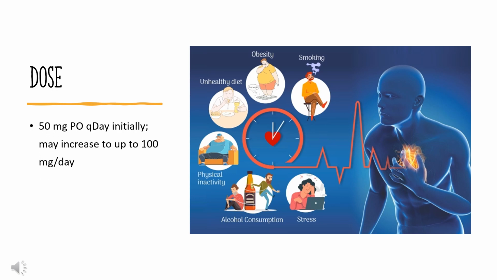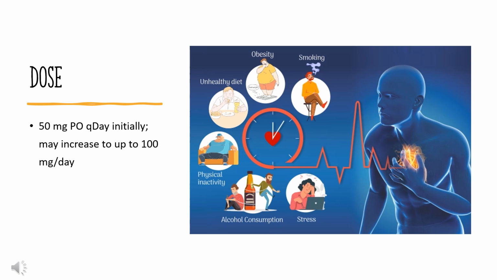Dose. The dose of this medicine will be different for different patients. Hypertension: 50 mg per day initially, may increase to up to 100 mg per day. Patients with possible intravascular depletion or receiving diuretics, for example, on diuretic therapy: 25 mg per day initially.